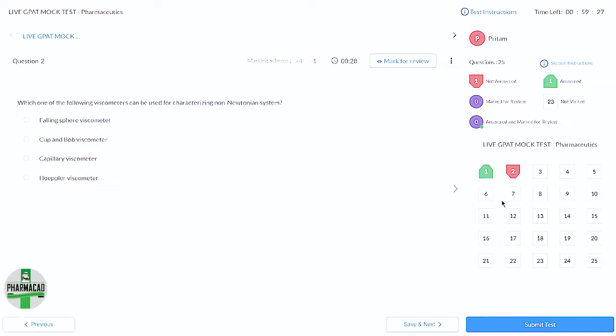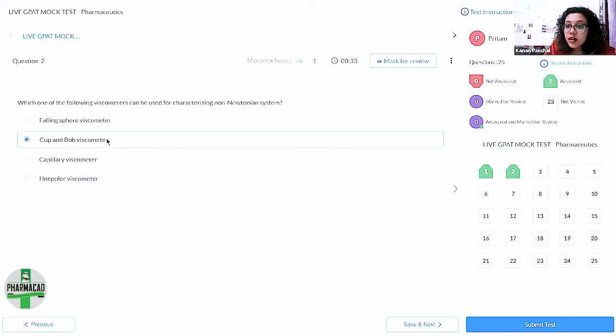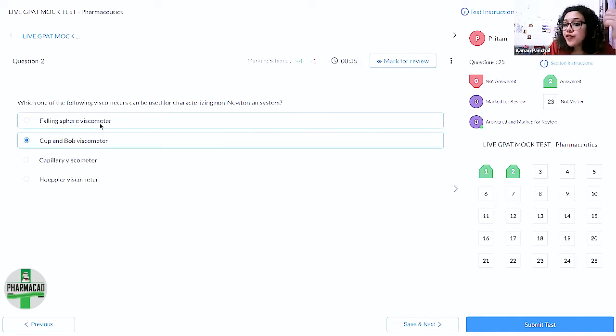And cup and bob, B. Very good. Cup and bob. What is the other name of the falling sphere? Anybody can answer this. What is the other name of the falling sphere? Come on. The other name of the falling sphere viscometer is Hoppler viscometer.